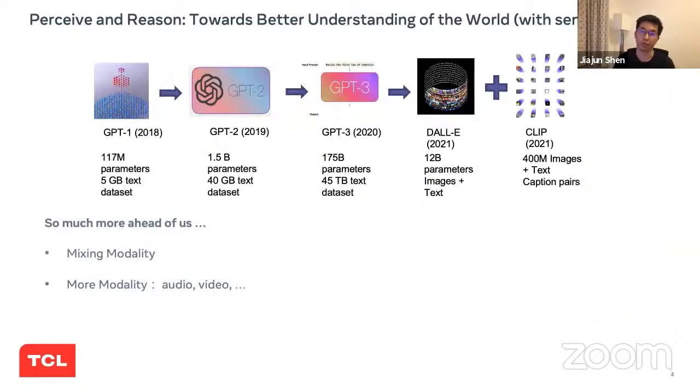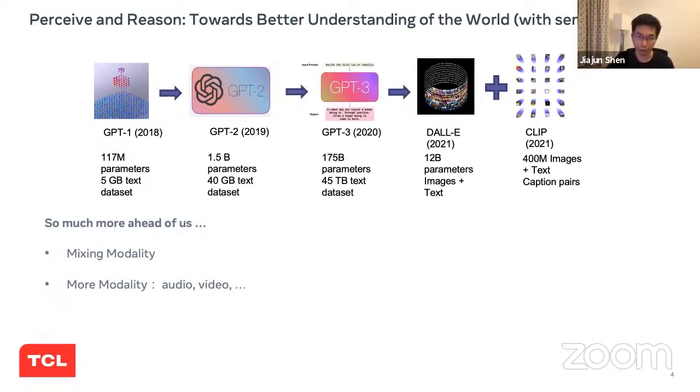One of the biggest topics in AI in the last 3 years is large-scale model pre-training. From 2018 to 2020, we have seen large-scale pre-trained NLP models grow from 117 million parameters to 175 billion parameters. We've also seen folks start to mix things together. Works like DALL-E and CLIP combine different modalities together and move a step forward towards a better understanding of the world with semantic information. There is so much work ahead of us. I talked about mixing different data modalities, but there are also other modalities like audio and video.